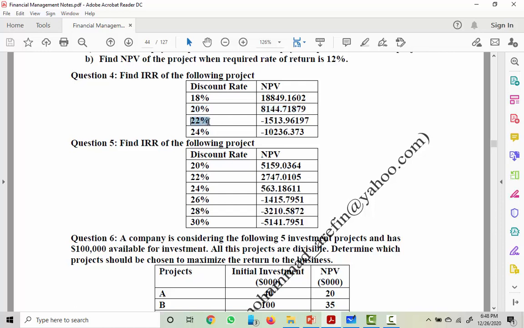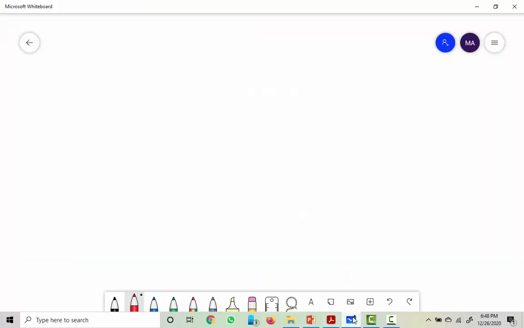Now when we increase the discount rate further, we can see NPV has gone down further and fallen to minus 1,513. As we studied in our last class, when NPV is negative, the project cannot be accepted. So IRR is the maximum return that we can get to accept the project. That means IRR is where NPV is 0.